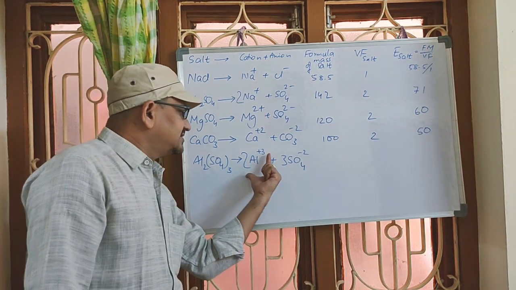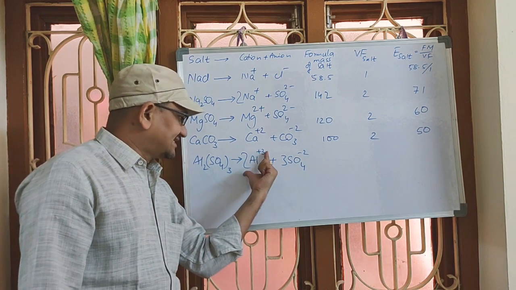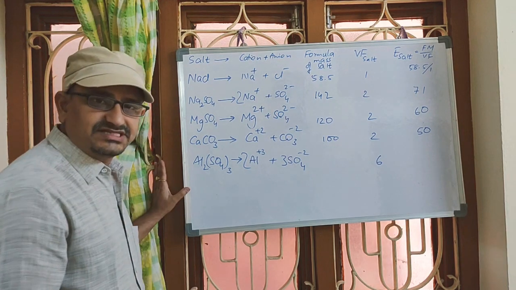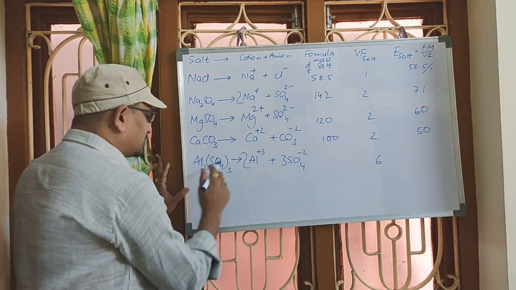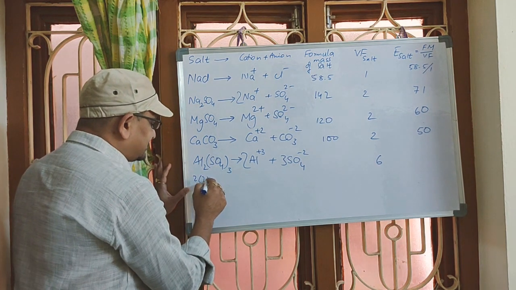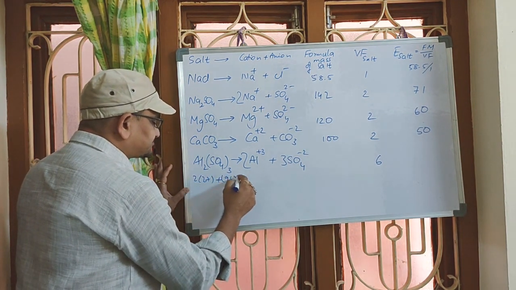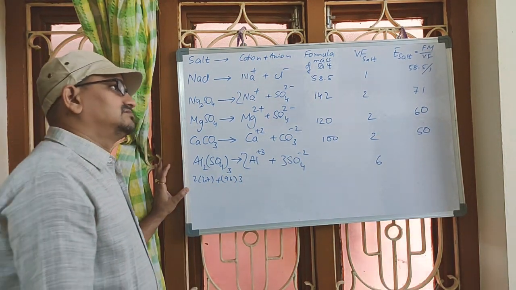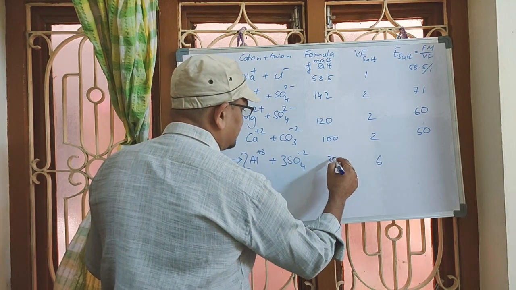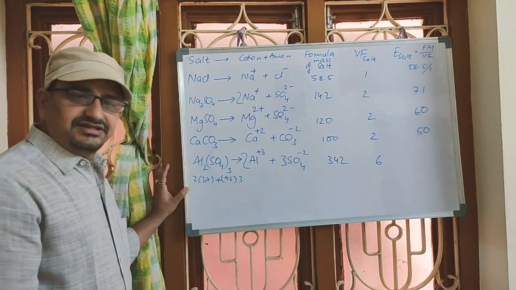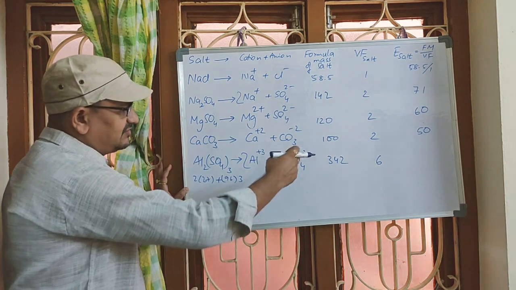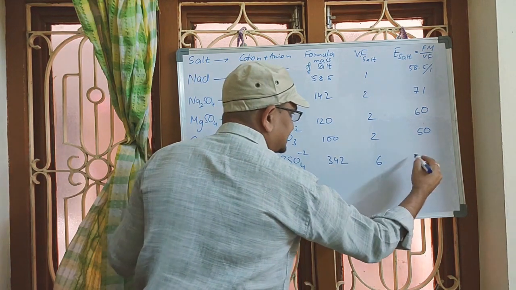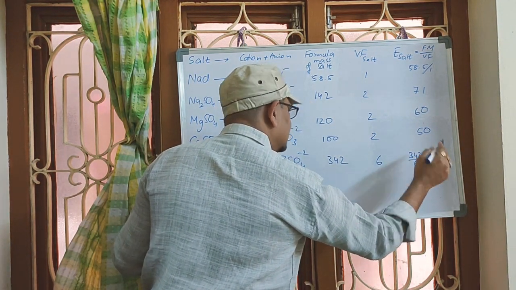Okay. So, what is the total number of positive charges? 6. Total number of negative charges is also 6. And what is its formula mass? Tell me, what's the formula mass of this one? If you count, aluminium is 2 into 27 plus 96 into 3, that is 54 plus 288, which is 342. You sum them up, you will get 342. So, formula mass is 342, valency factor is 6, equivalent mass is 342 by 6, whatever it is.